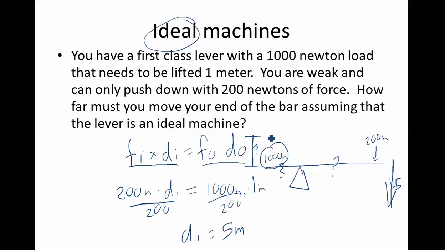Now, based on that, we're not going to do this in this tutorial, but based on that information, now you could definitely figure out how long this side and this side is. This side is actually called the effort arm, and this side would be called the resistance arm. But from that, you could figure out how long those would have to be.